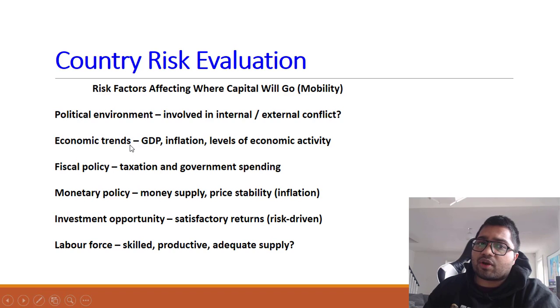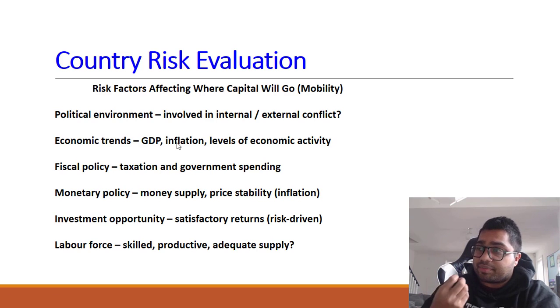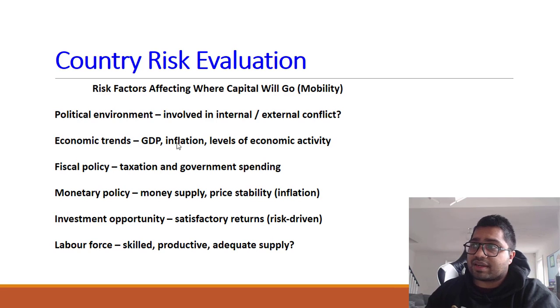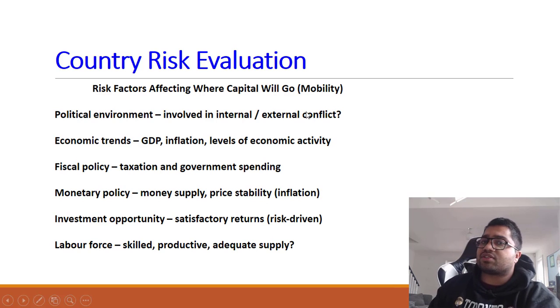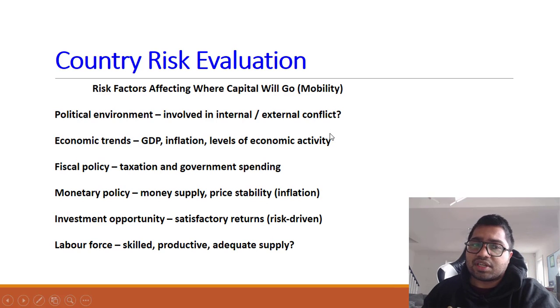Then it can be economic trends, GDP, how the gross domestic product is developing. Lebanon comes to mind. Lebanon is in economic crisis right now. So the Lebanese economy is struggling. That also will impact capital inflows and outflows. Inflation, hyperinflation: Zimbabwe had hyperinflation, because of which capital left. Levels of economic activity are also important.